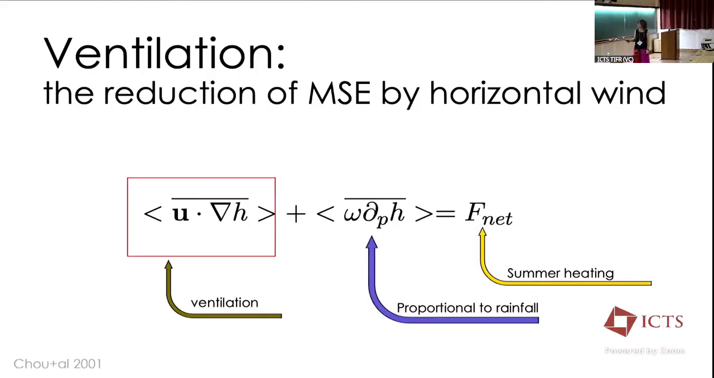This F net is the surface heating, or any heating really, it's the source. And then you close the budget in a steady state, when there's no tendency, with the horizontal advection. And so this term is what we're gonna call the ventilation.